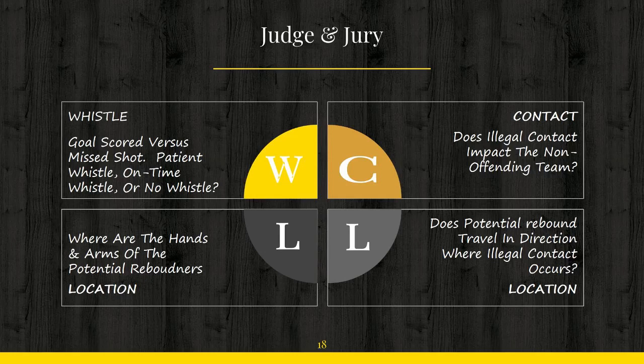And location again. Location has been the theme in rebounding. Does the potential rebound travel in the direction where the illegal contact occurs? You may have the non-offending team rebound the ball easily, and illegal contact is occurring in the opposite direction. Should you have a patient whistle, an on-time whistle, or no whistle? Food for thought.